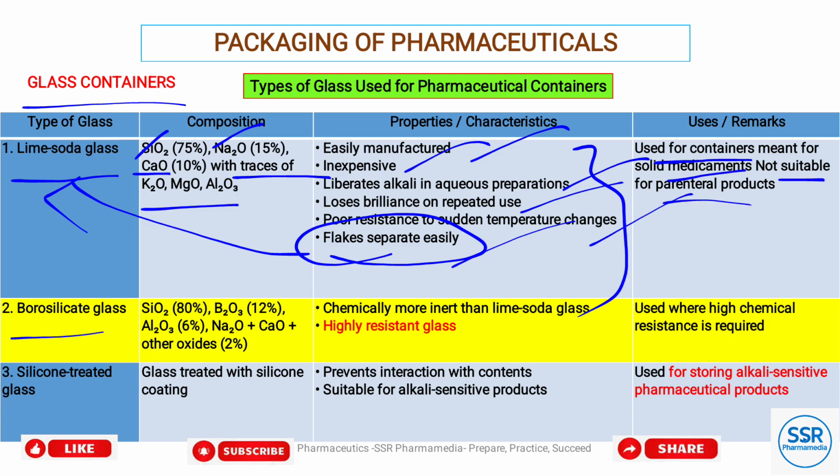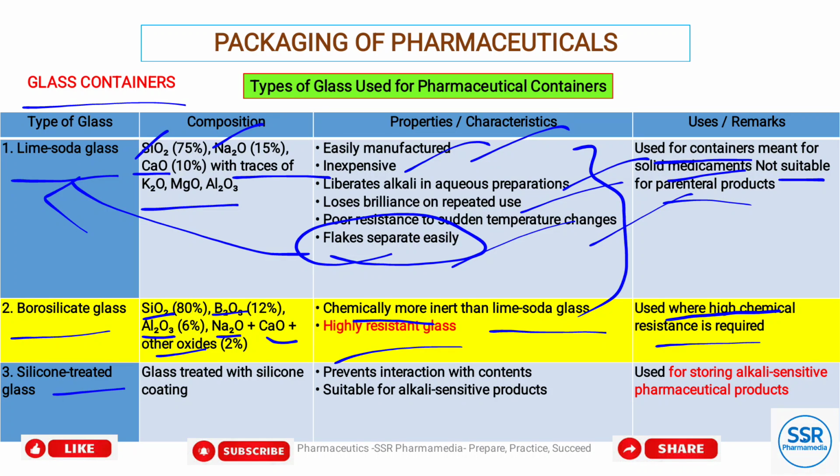Second one is borosilicate glass. It contains SiO2, B2O3, Al2O3 and Na2O plus CaO and other oxides 2%. Its properties are that it is chemically more inert than lime soda glass. It's a highly resistant glass. It's used where high chemical resistance is required.